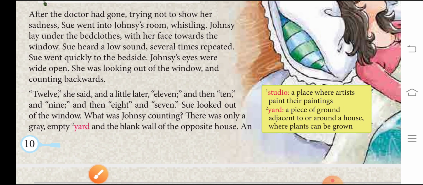Let's see the next paragraph. After the doctor had gone, trying not to show her sadness, Sue went into Johnsy's room, whistling. Johnsy lay under the bedclothes with her face toward the window. Sue heard a low sound, several times repeated. Sue went quickly to the bedside. Johnsy's eyes were wide open. She was looking out of the window and counting backwards. So what happened here is that after the doctor had gone, Sue wanted to make her friend happy, so she went to her room once again and started whistling.